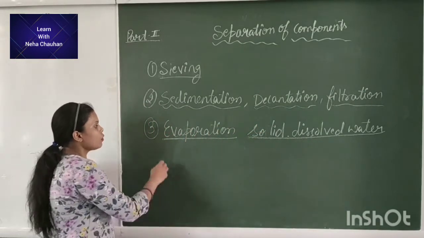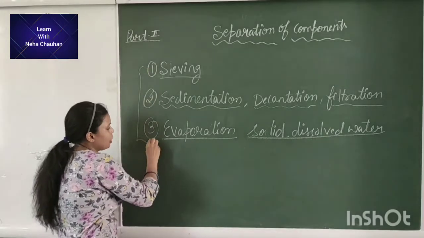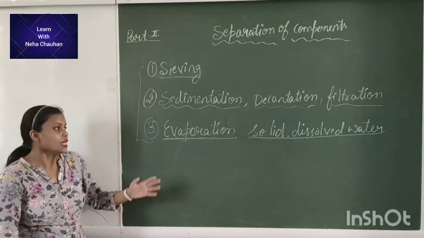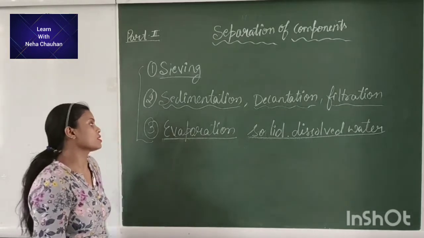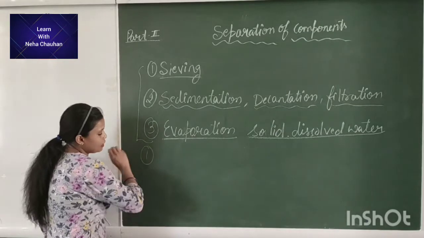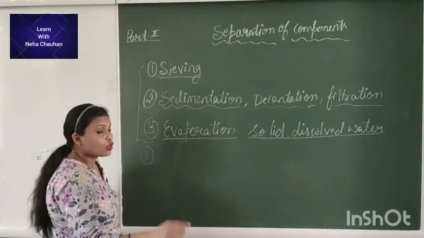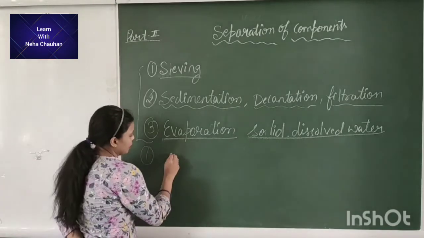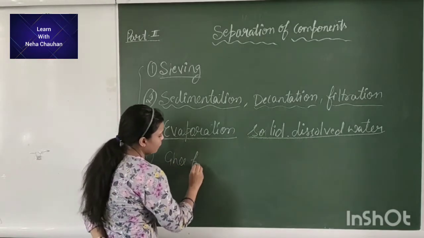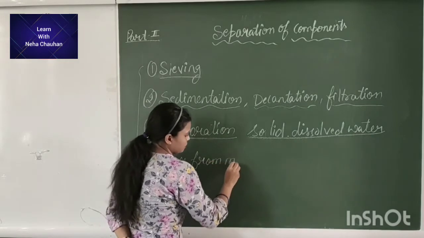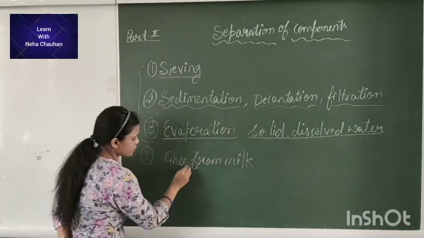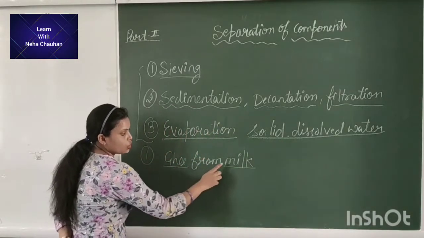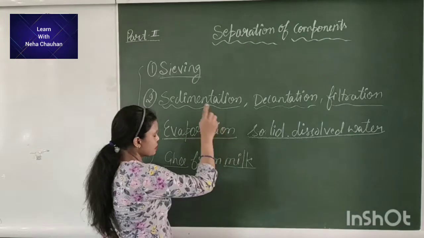Now we know all about the separation methods. What is the need of separation? The first need is that we can separate two useful materials, like ghee from milk. Ghee is very useful and milk is also useful. So we can separate two different materials by separation.